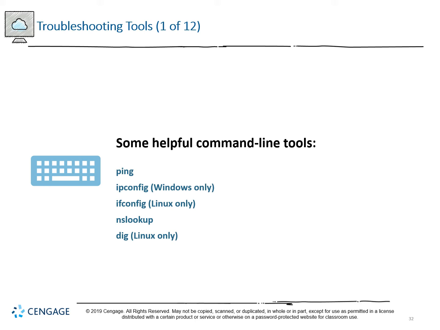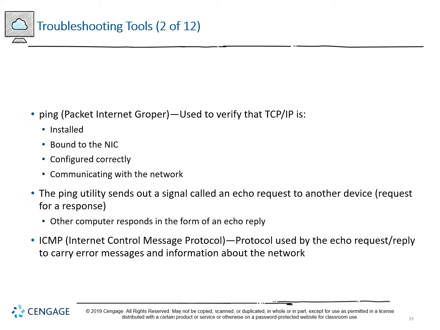So ping, of course, is first. ipconfig, ifconfig if we're on Linux, nslookup, and then dig if we're on Linux. So ping, Packet Internet Groper, is used to verify that TCP/IP is functional, it's configured correctly, it's bound to the NIC that we're trying to use, and that it's communicating with the network. So that's where we use the 127.0.0.1 to make sure the TCP/IP stack is functioning. That's the loopback address.